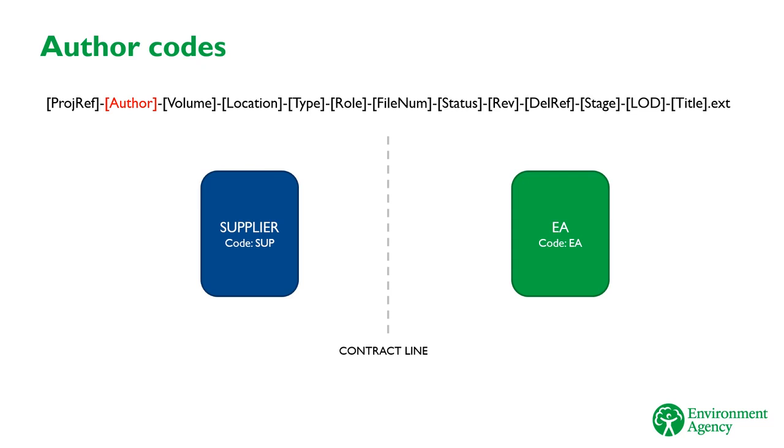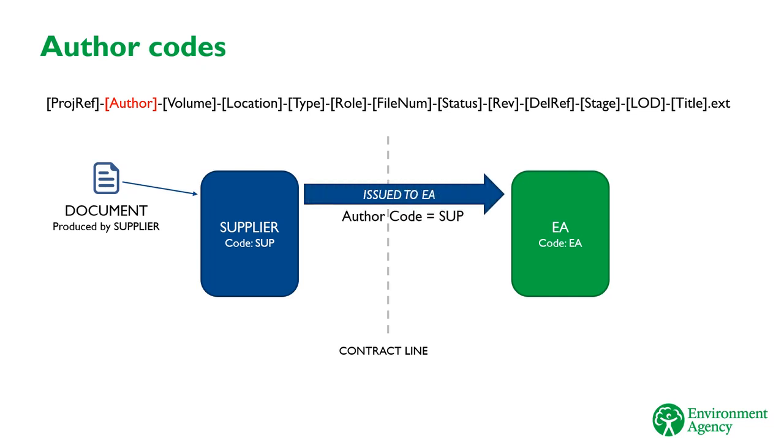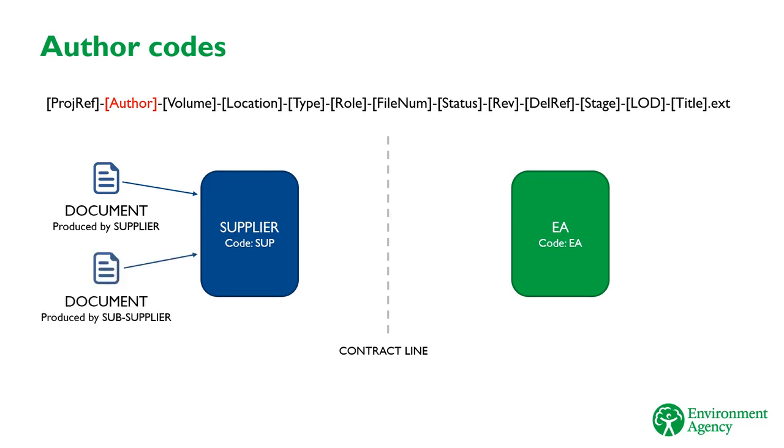If the information has been produced by the organisation that's presenting it, so, for example, if the main supplier has produced a report and they share that with the Environment Agency, then the author code will correspond to that of the main supplier. If, on the other hand, the main supplier wishes to share information that's been produced by a subcontractor, then the author code still refers to the main supplier, not the subcontractor. This is because we have a contract with the main supplier, so they retain the liability for the accuracy of the information they issue to us.